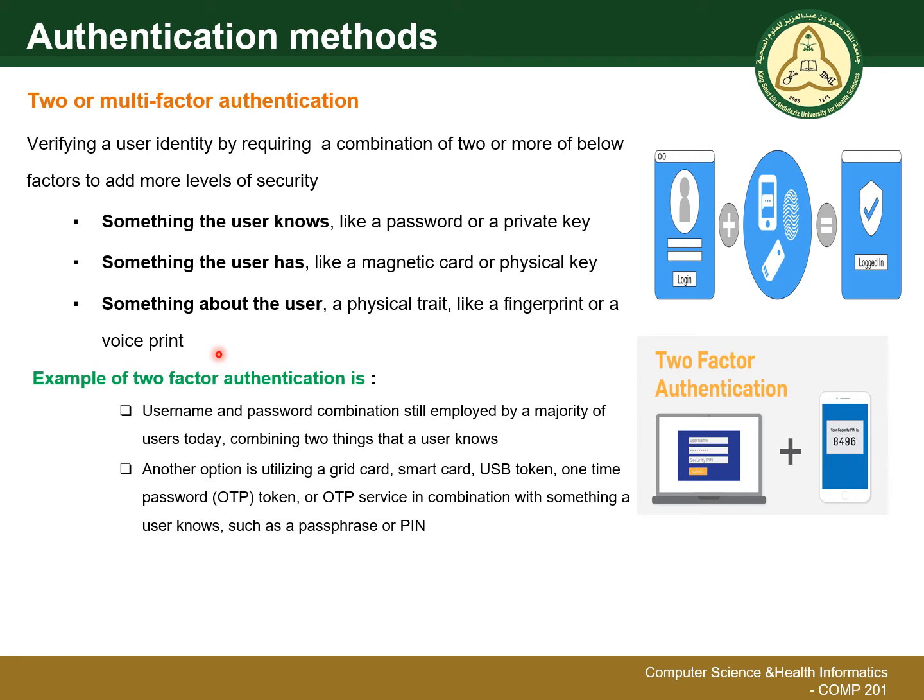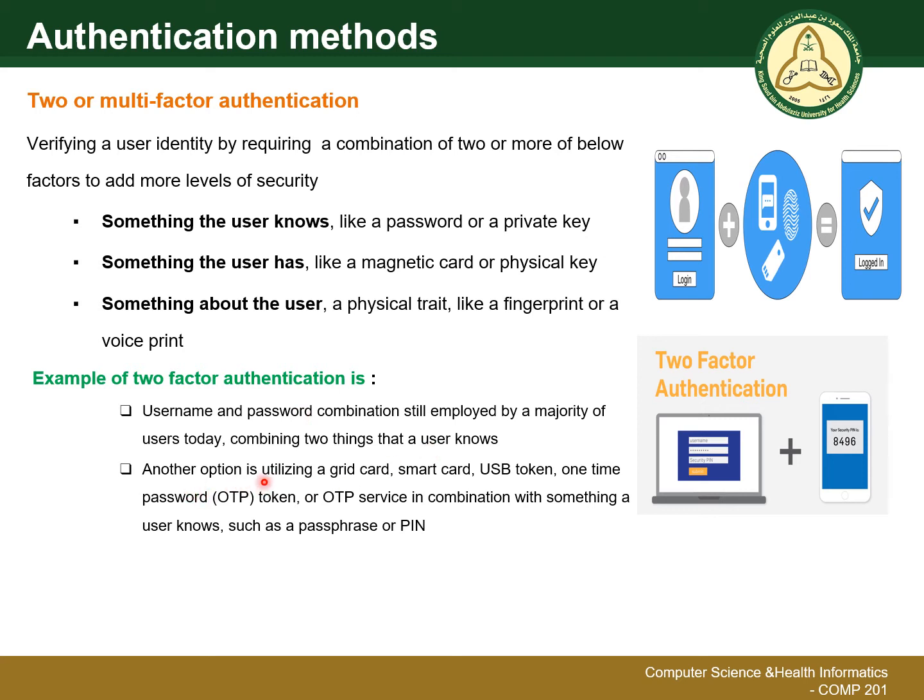An example of two-factor authentication is the username and password combination, which is still employed by the majority of systems and users today, which combines two things that the user knows, the username and the password. So the username and the password will be known by the user.